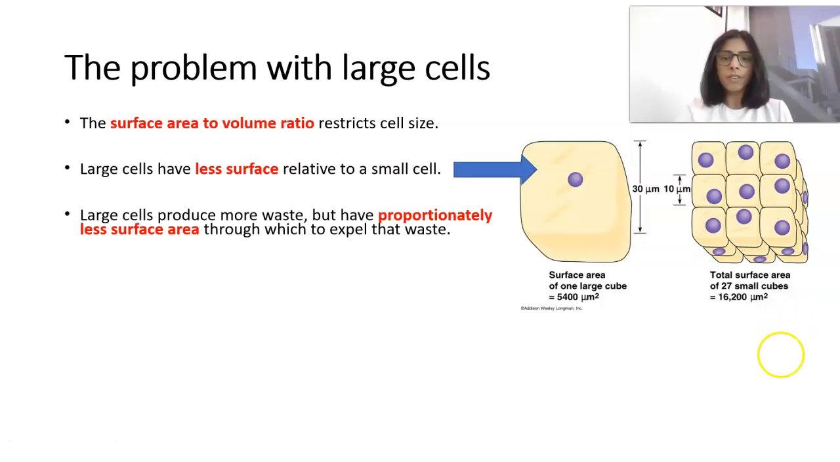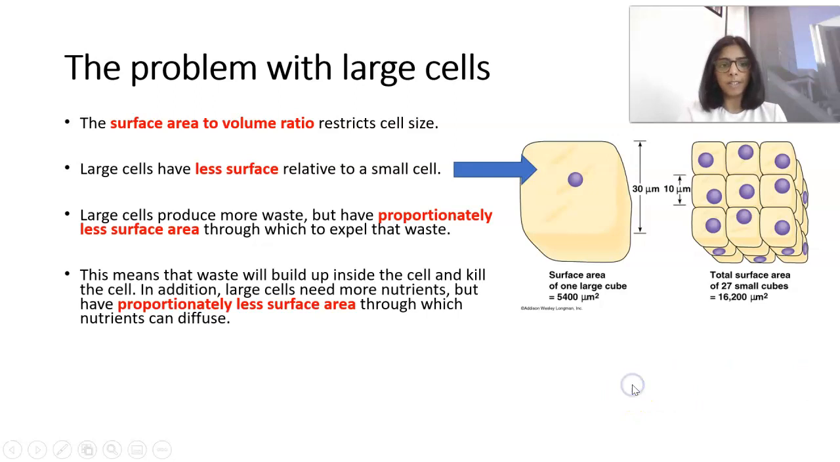So what we're saying then is that large cells produce more waste, but they have less surface area to get rid of that waste. So this buildup of metabolic waste inside the cell could potentially kill it. And that's definitely not something you want in your body, because your body cells make up your tissues, your organ systems, and essentially you. And if you can't get enough nutrients into your body, then that's a problem.